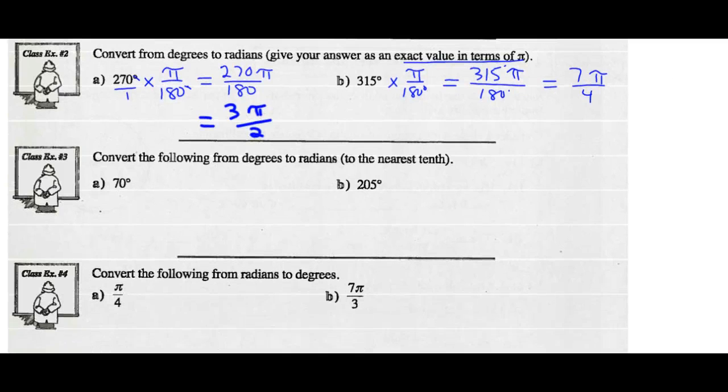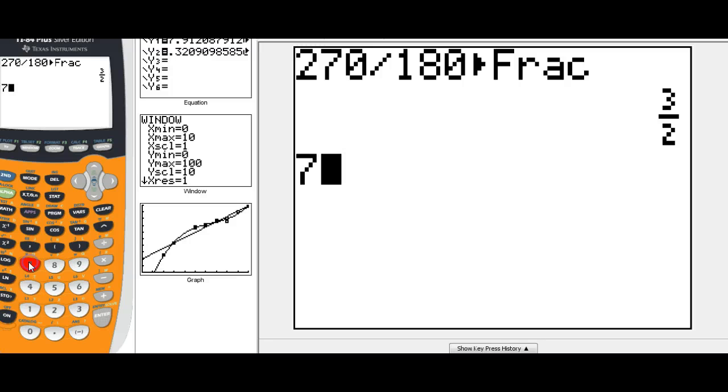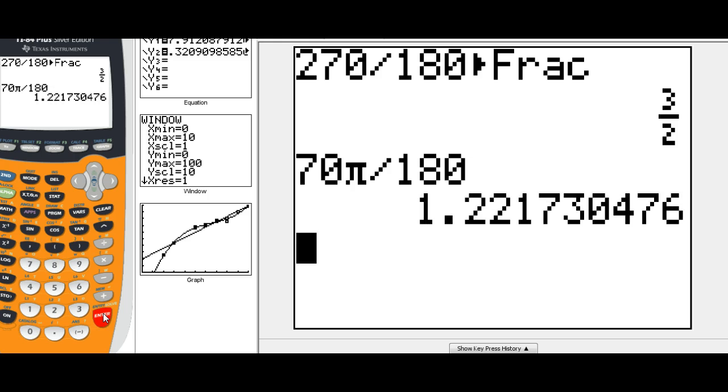Example 3, convert the following from degrees to radians. So I've got 70 degrees. I'm still going to multiply by pi over 180 degrees. But now I want the answer to the nearest tenth, so now I include the pi value. So I go 70 times pi divided by 180. To the nearest tenth, this is 1.2 radians.